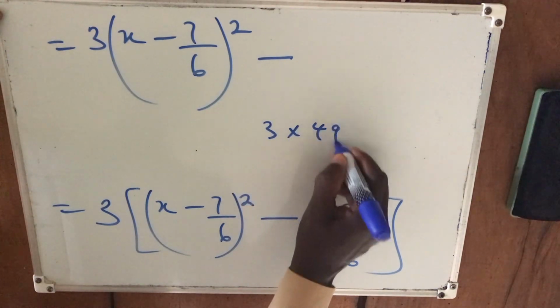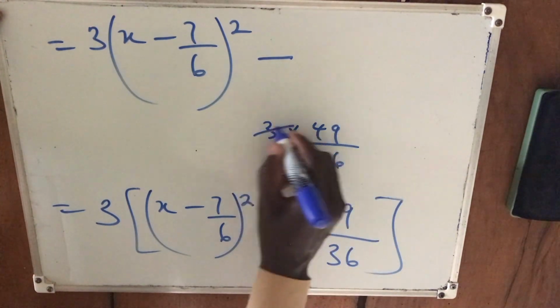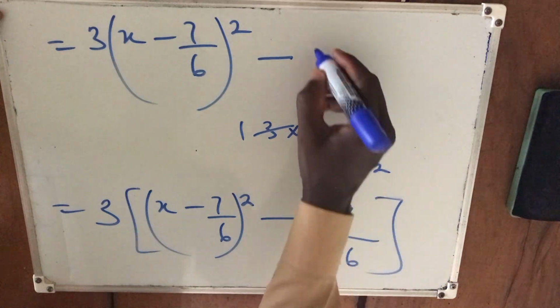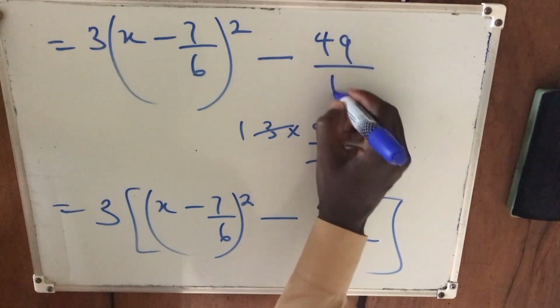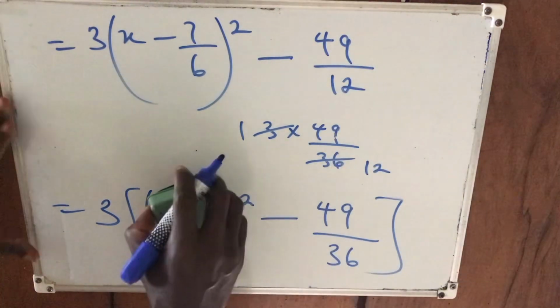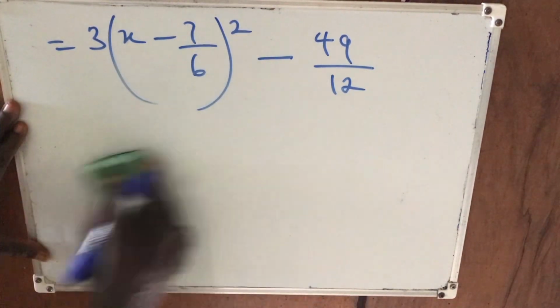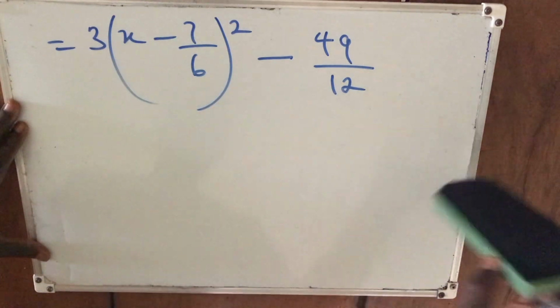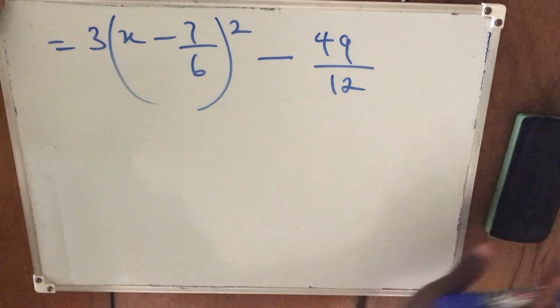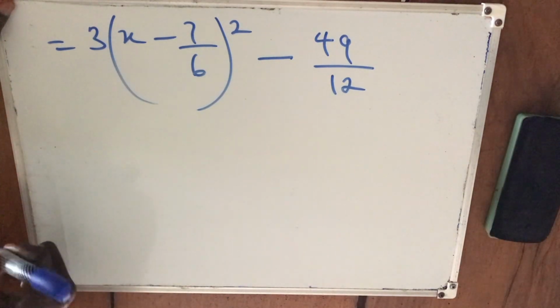3 times 49 over 36. 3 here 1, 3 here 12. And that simply means 49 over 12. And that is the completed square form of the quadratic expression 3x squared minus 7x. Now let's take an example.